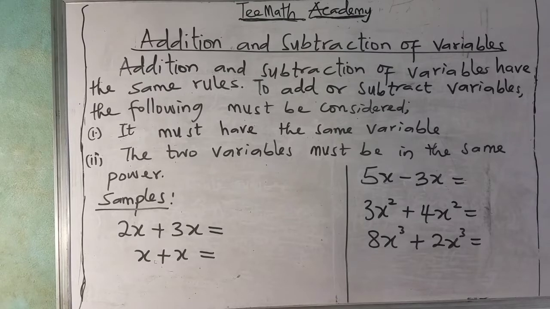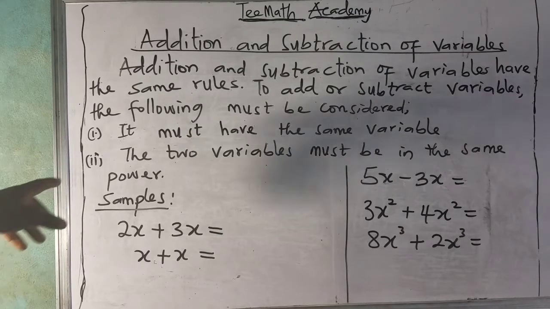Addition and subtraction of variables have the same rules. To add or subtract variables, we have rules that must be considered. One of the rules is that it must have the same variable. If you want to add variables together, they must be of the same thing, that is the same letter. Number 2 is that the two variables must be in the same power. They must have the same index, the same power. That is the condition. Once they are in the same power, then you are free to add or subtract.